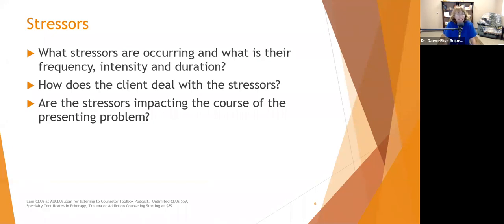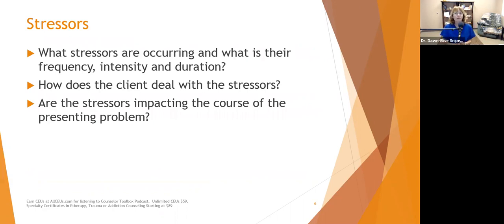What's the intensity of these stressors? Maybe the person's having conflicts with their significant other, and a little conflict here and there may not be a big deal, but if they are getting into these blow-up arguments every single night, that's probably going to be something that's contributing to their mood issue.